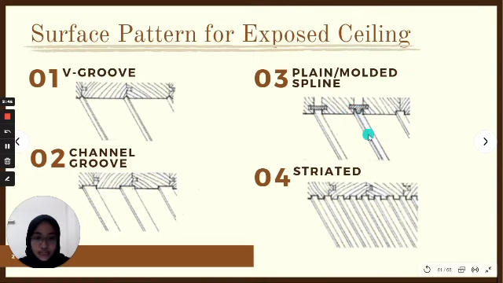And the fourth one is striated. Striated is like a mini channel groove, but the difference is that it's small and more tightly together. It creates more texture to the ceiling.